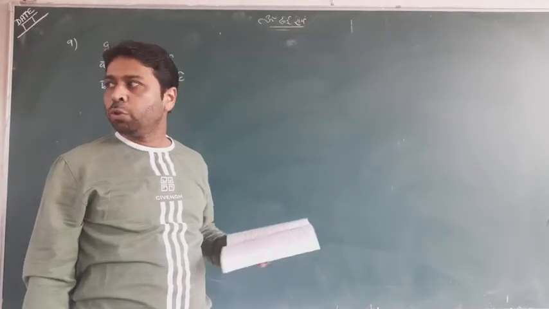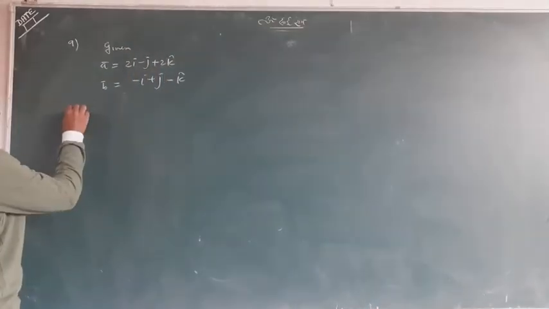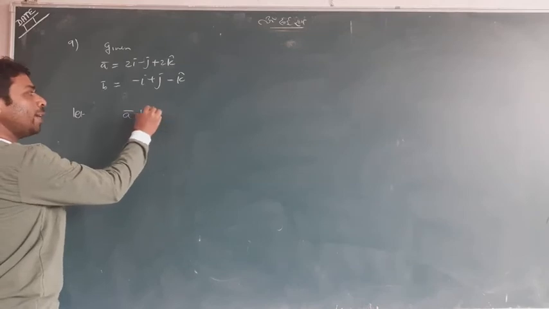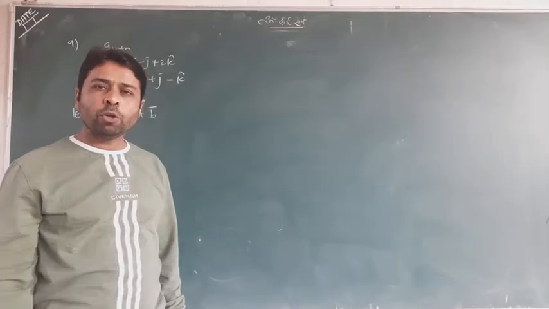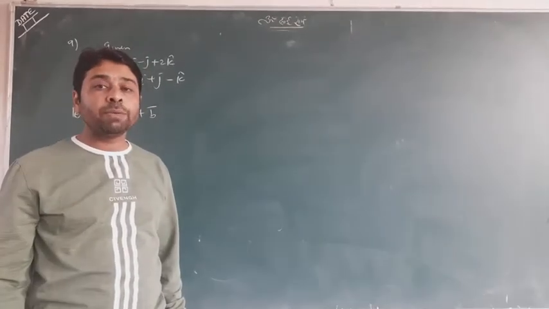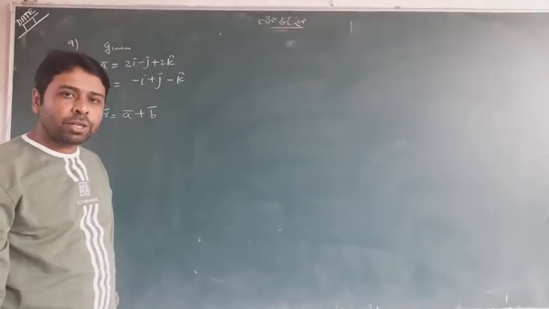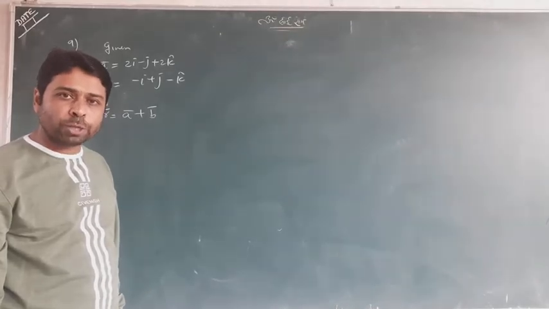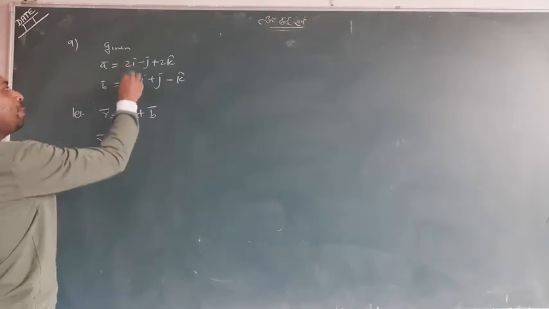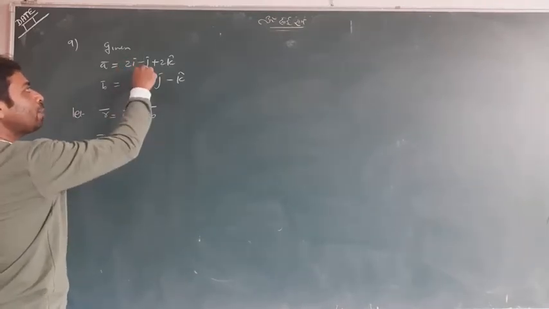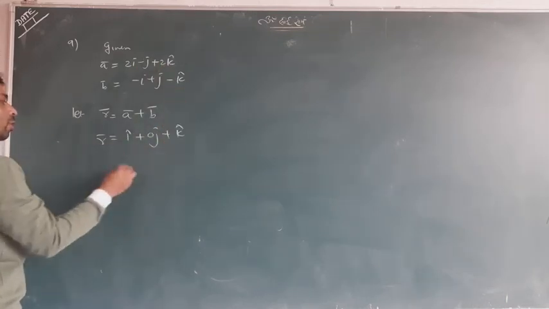So you want to find the unit vector along A plus B. So find A plus B first. Suppose it is R equal to A plus B. Now we want to find the unit vector along A plus B, meaning we want to find the unit vector along R. So for convenience, I put its name R equal to A plus B. It's not necessary, but I took it for convenience. R equals A plus B, meaning 2i and minus i is i, minus j and plus j is 0, and 2 minus 1 will be k. So this is your R.